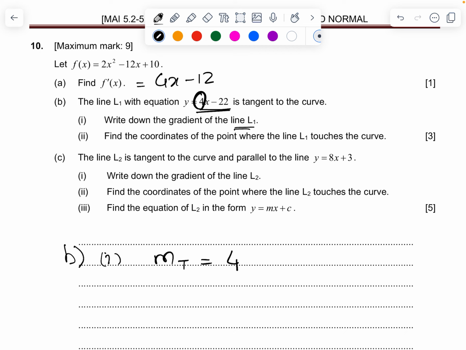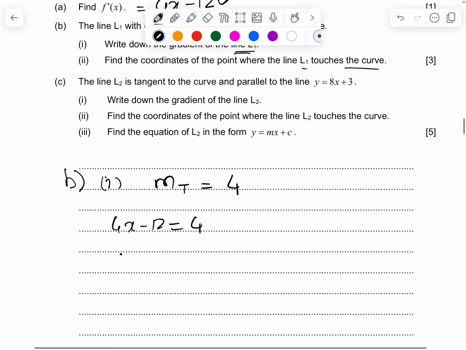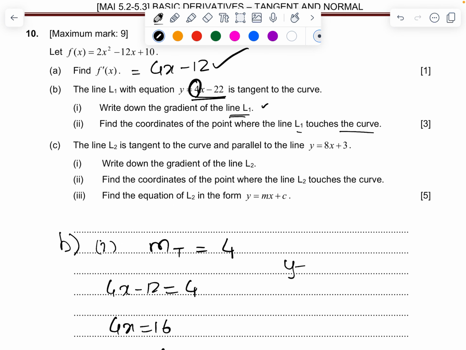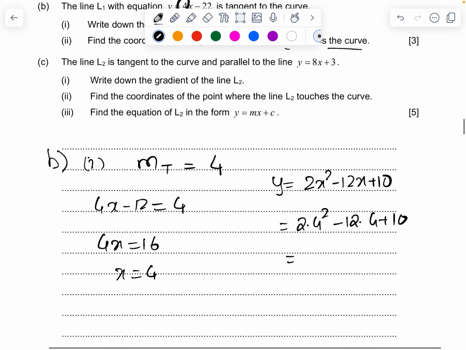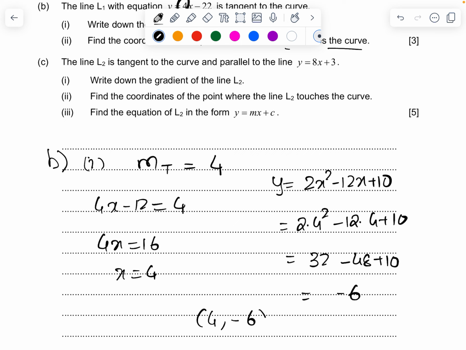Next, find the coordinates of the point where L1 touches the graph. So this gradient should be the same. So 4x minus 12 should be equal to 4. So what does that become? 4x equals 16, x equals 4. So substitute x equals 4 in y equals 2x square minus 12x plus 10. So 2 times 4 square minus 12 times 4 plus 10, which is going to be 32 minus 48 plus 10, which is going to be negative 6. So the point is 4 comma negative 6.